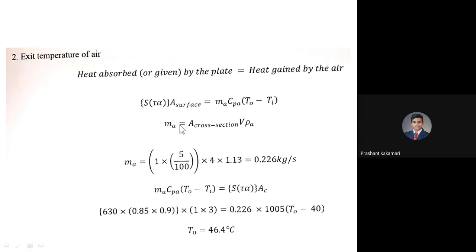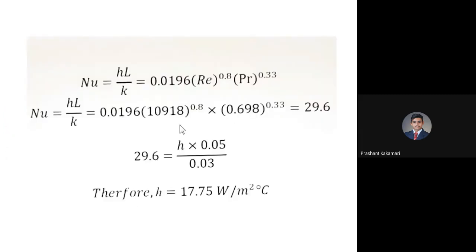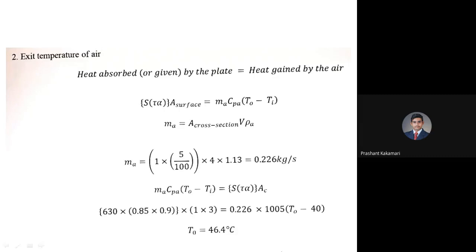So see the area now. Area is the channel area you have to consider. Height is 5 centimeter, so they have converted it to 0.05 meters, into width. Width is 1 meter. This becomes the area of the channel of air.